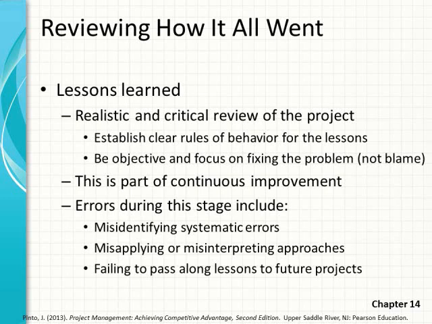Now, part of reviewing how it all went is something we call lessons learned, and this is usually a meeting that is realistic and a critical review of the project. And whenever you have something like that, you need to establish clear ground rules for behavior and be objective and focus on fixing problems and not assigning blame. Now, this is all part of a continuous improvement cycle.